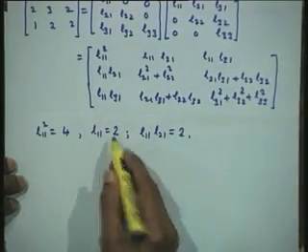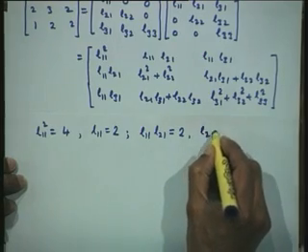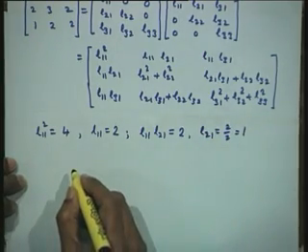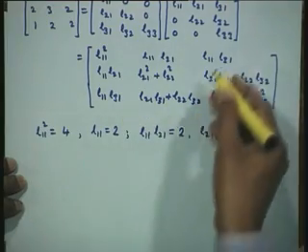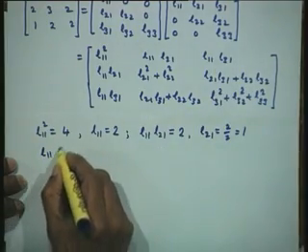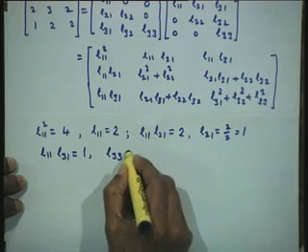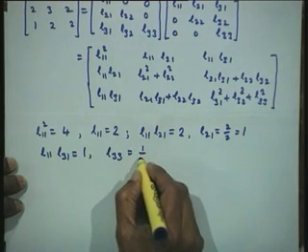Therefore we have L 1 1 is equal to 2, therefore L 2 1 is equal to 2 divided by 2, that is equal to 1. Then we have the third element, L 1 1 L 3 1 is equal to 1, therefore L 3 1 is equal to 1 by 2.